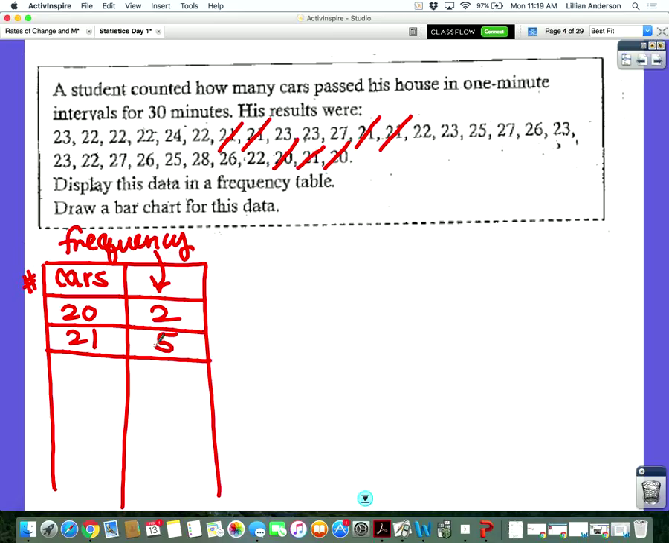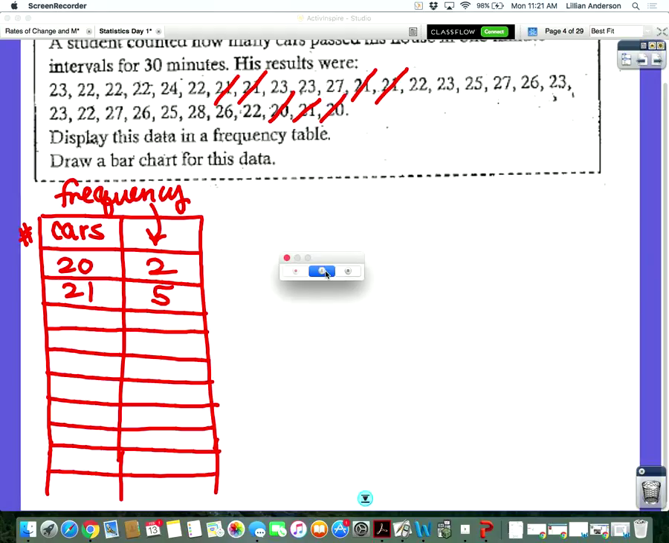Alright, and this is how you create a frequency table. You basically organize your data nice and easy, okay? So can you guys finish off this table? I like to keep going elementary style after number 5.